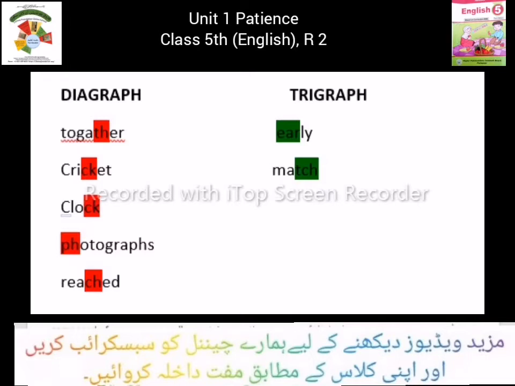Next is a trigraph, early, er. Now there are three letters, but when we pronounce it, it is a single sound, that is early. And next is match, ch sound, match. So these are some digraphs and trigraphs.